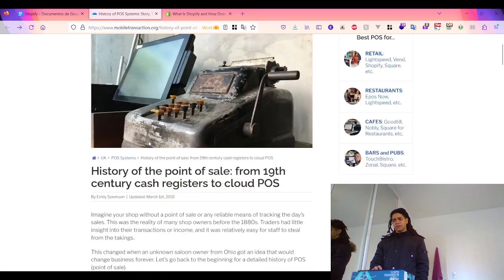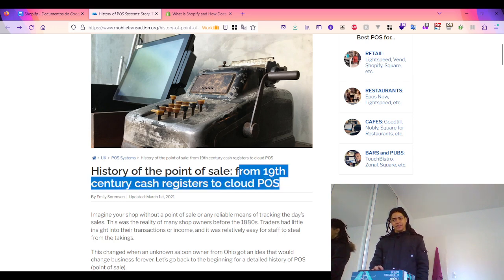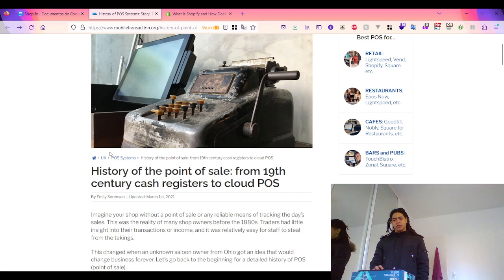Okay, so the whole point of this is to understand the history of the point of sale, from the 19th century cash register to cloud POS.